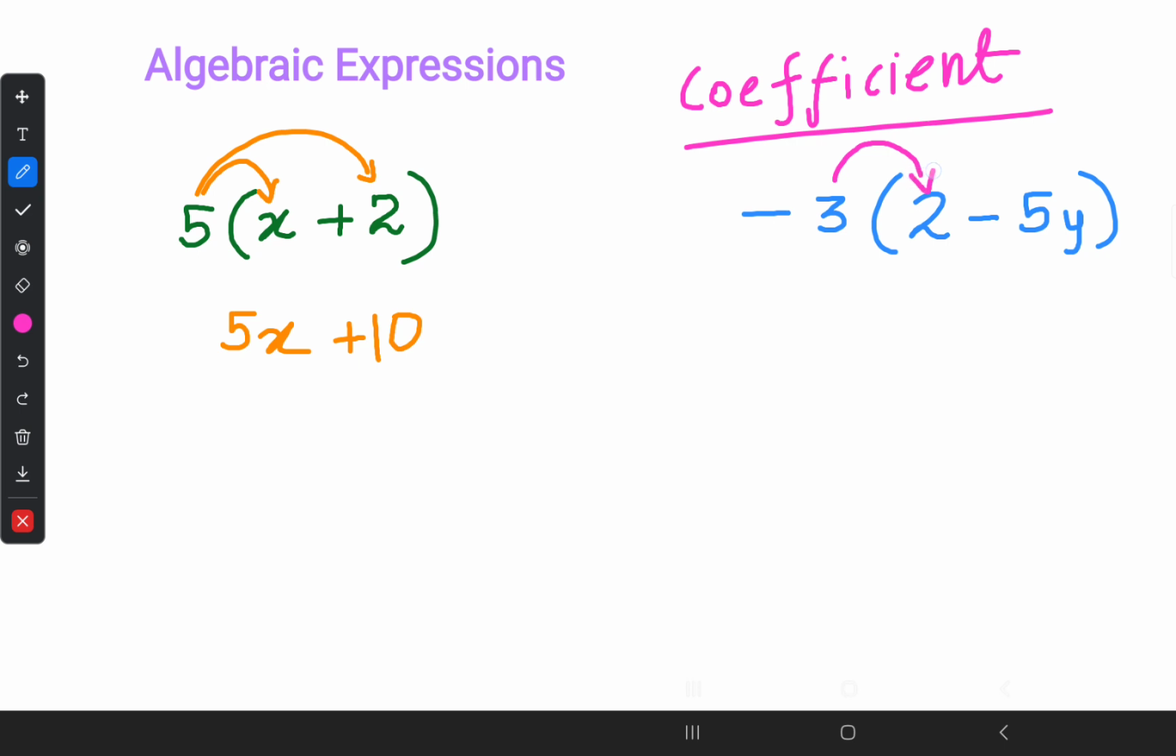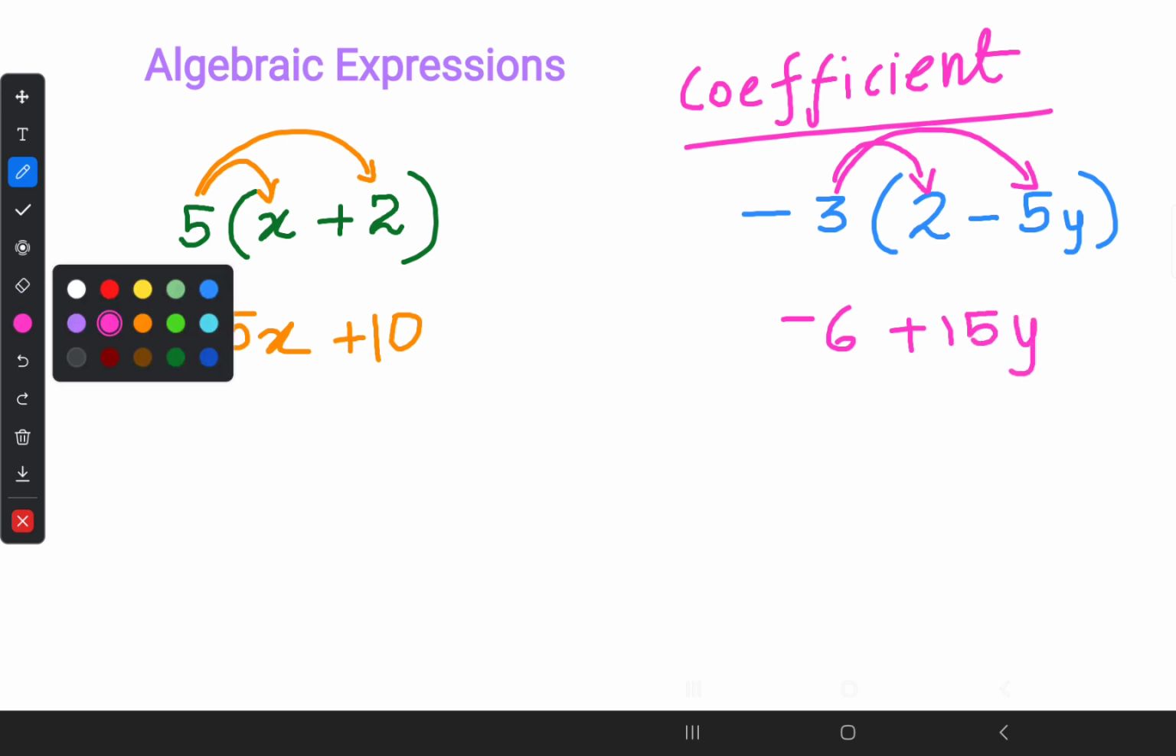So expansion means multiplication. Negative 3 times 2 is negative 6. Then negative 3 times negative 5y. Negative into negative is positive. 5y into 3 would be 15y.